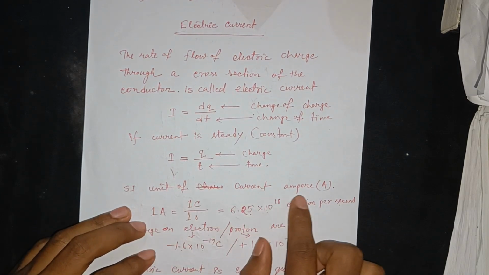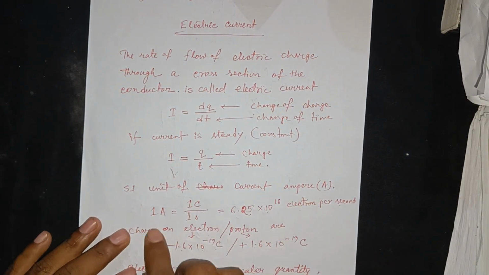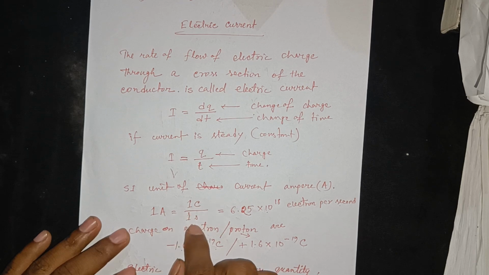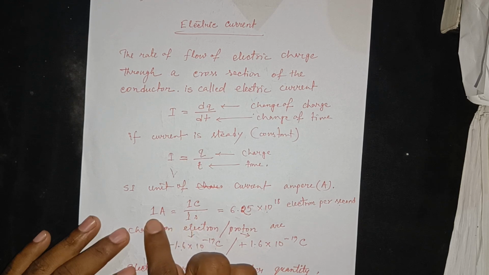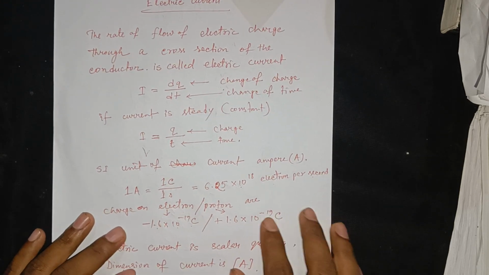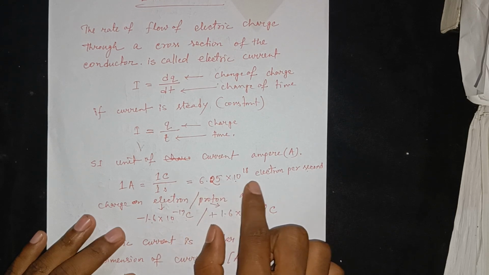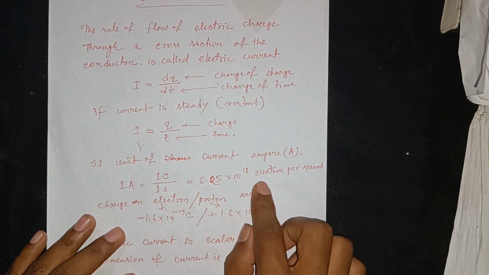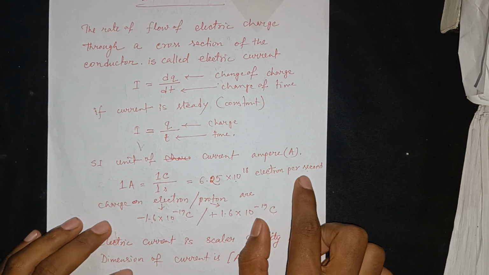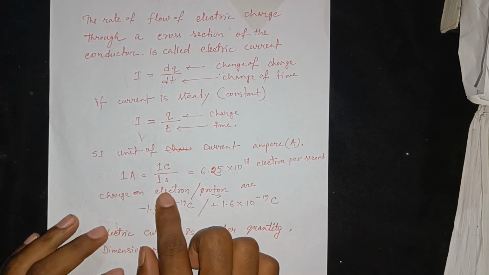SI unit of current is ampere. 1 ampere is equal to 1 coulomb per second. That means if 1 coulomb charge is flowing through a conductor in 1 second, then that amount of current will be 1 ampere. So in 1 coulomb there are 6.25 into 10 power 18 electrons. So if this amount of electrons passes per second, then the amount of current is 1 ampere.